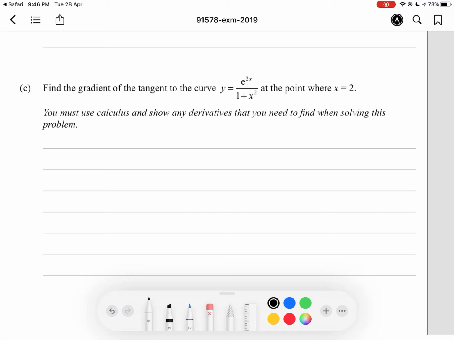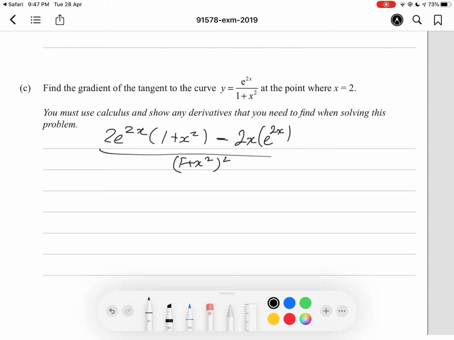So what I'm saying is the derivative of the top function, the derivative of e to the power of 2x, is 2e to the power of 2x multiplied by 1 plus x squared, minus the derivative of the bottom function. The derivative of 1 plus x squared is just 2x, multiplied by e to the power of 2x, divided by 1 plus x squared, all squared. So that's our dy over dx.